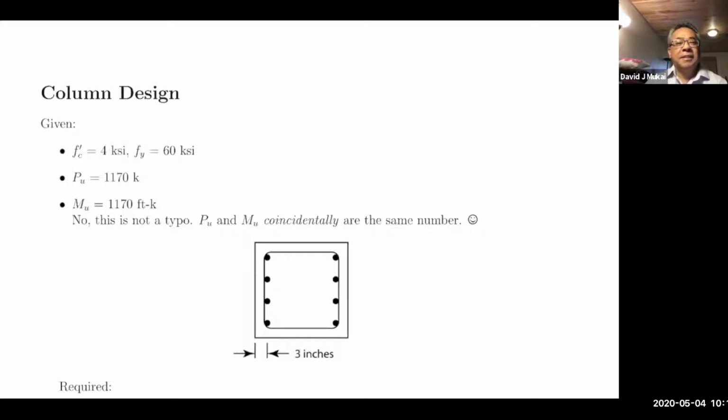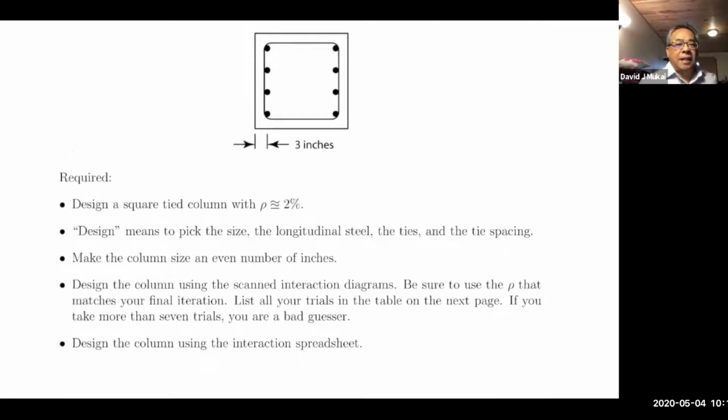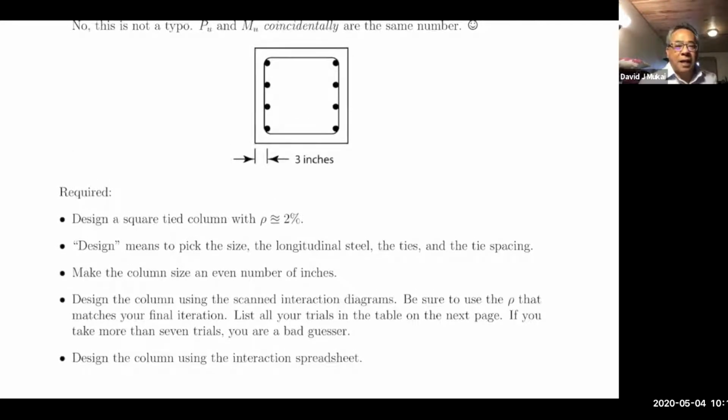I said 1170 kips and 1170 foot kips, and that's not a typo. I was doing something to make the graphs come out, I think. So those are the points. Okay. What we need is a square tied column with rho is 2% and the steel is on two faces, like in the picture.